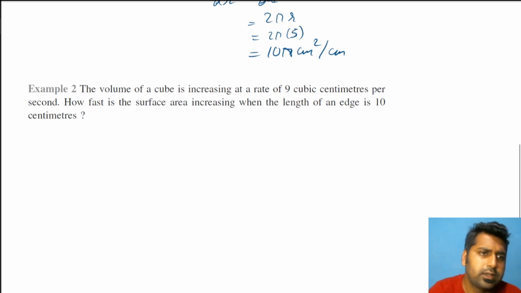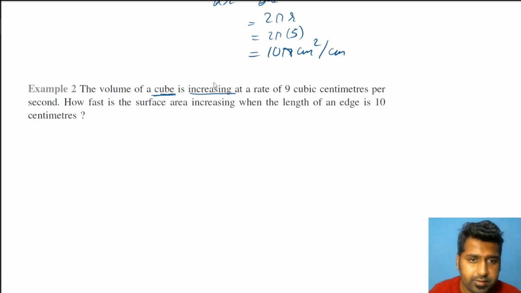All right, so this one says the volume of a cube, so this time it's a cube shape, is increasing, meaning we have to take the change as positive. Increasing means positive. The rate is given as 9 cubic centimeter per second. So by default you can see per second is mentioned. So what is this quantity? 9 centimeter cube per second.